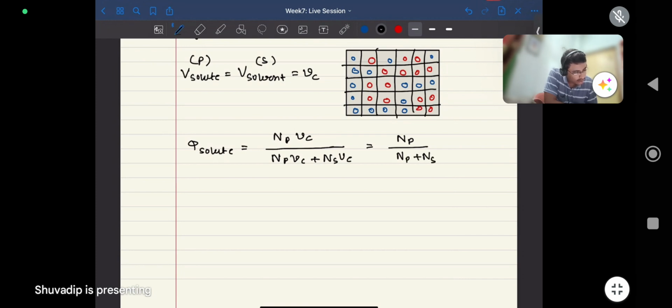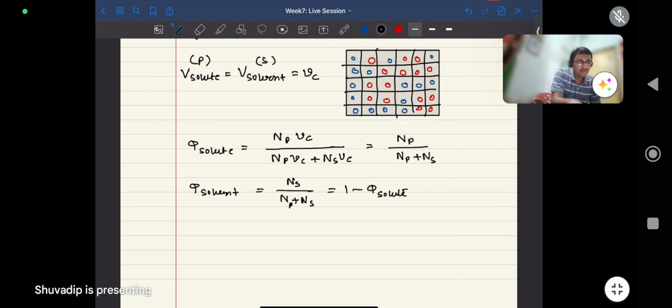On the other hand, if I calculate phi solvent, this will become Ns by Np plus Ns, which is basically 1 minus phi solute. So this is the volume fraction.